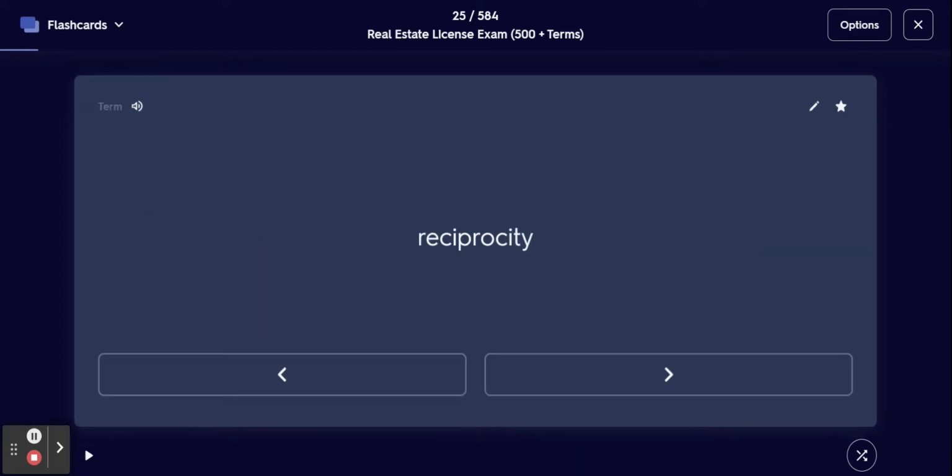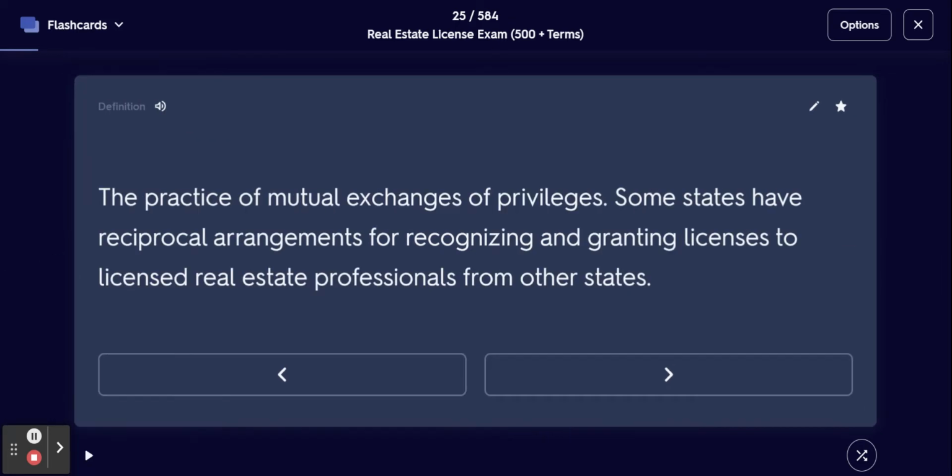Reciprocity. The practice of mutual exchanges of privileges. Some states have reciprocal arrangements for recognizing and granting licenses to licensed real estate professionals from other states.